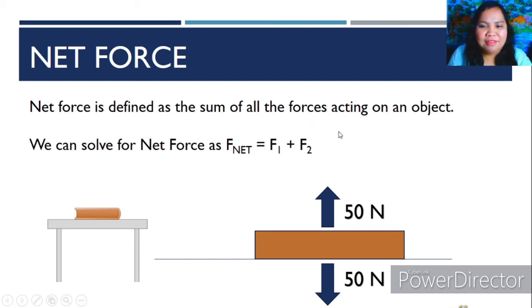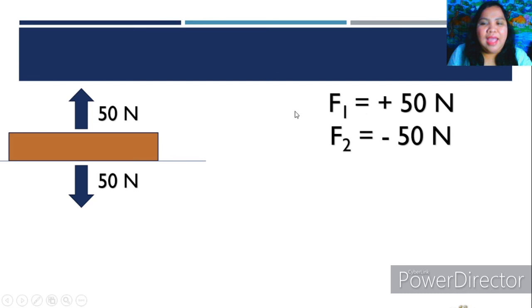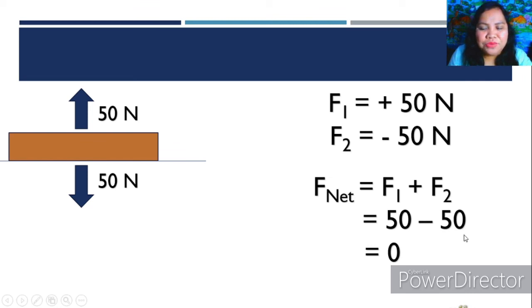Okay, so let's solve for the net force. So here we have the free body diagram of that book. And we have force number 1 going upwards is positive 50, and force downwards we have negative 50. Okay, because these forces are acting on the opposite direction. So when we add the two, we have 0 net force. Okay, so the net force acting on that table, and acting on that book on top of the table is 0. Hence, that book is not moving because it has 0 net force.